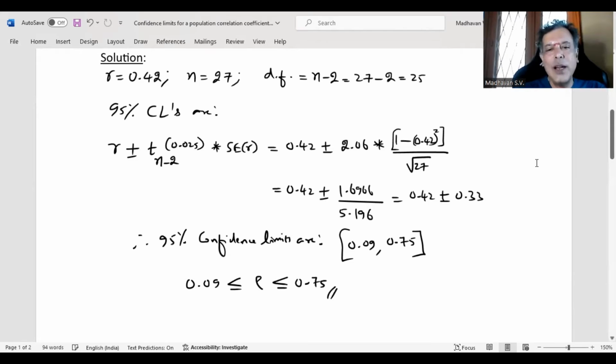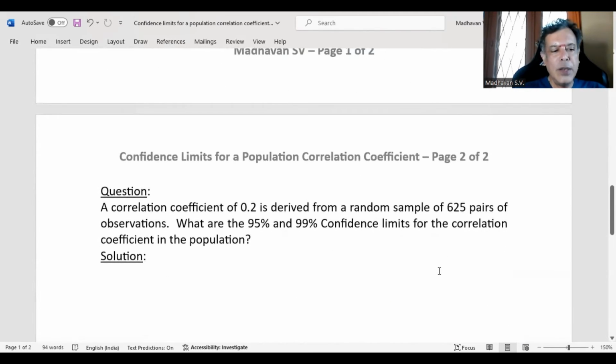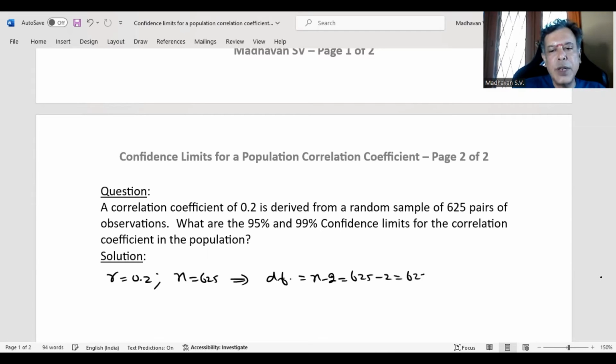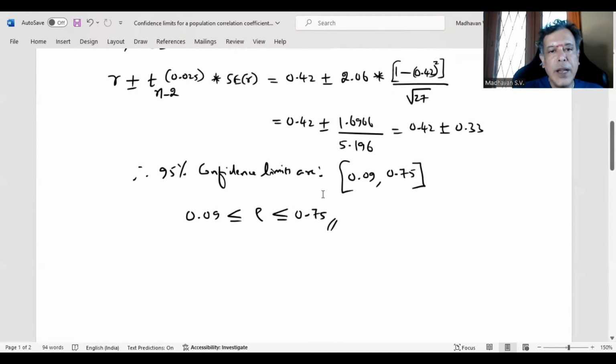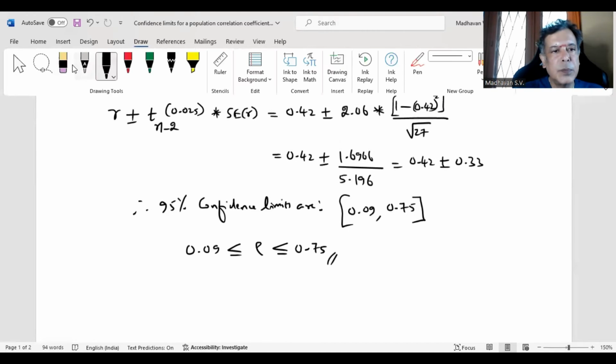Let us move on to another question. A correlation coefficient of 0.2 is derived from a random sample of 625 pairs, meaning R is 0.2, n is 625, so our degrees of freedom, n minus 2, will be 625 minus 2, so 623. Now again, 95% confidence limits and 99% confidence limits. Oh, sorry, here we didn't do 99%. Let me do that also.